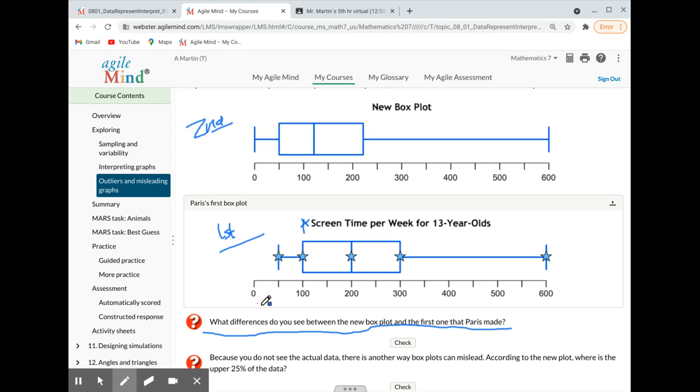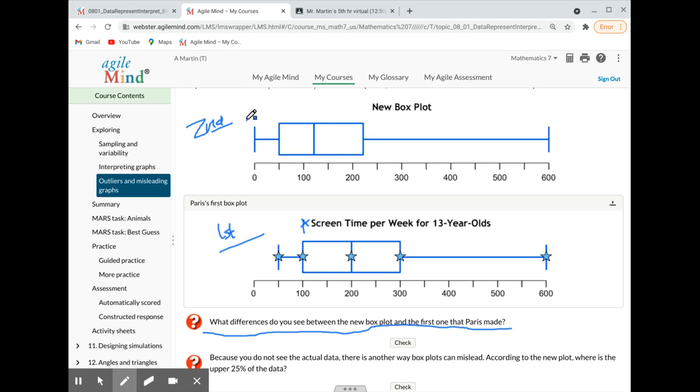What's something that you see that is the same? Sophia, what's something that's the same? I forgot what it's called, but the mark at the 600. Correct. What is that mark called, Vincent? I forgot the name of it too. Help them out. The maximum. It is the maximum.